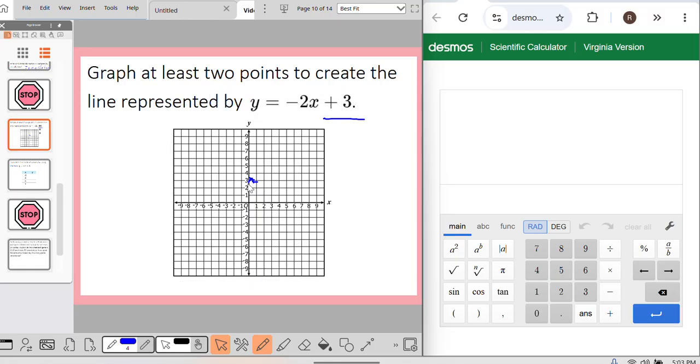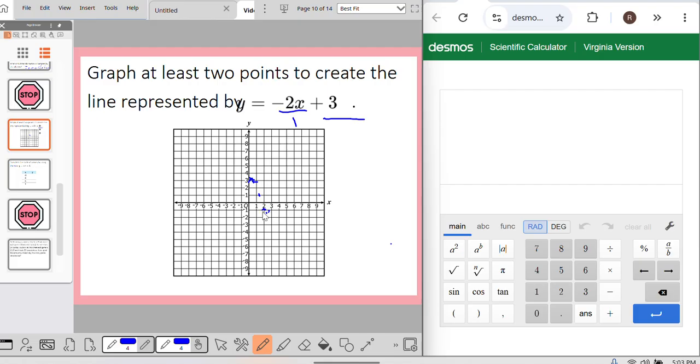Okay? Then my slope is negative 2, so I make it negative 2 over 1. So I'm going to start at my positive 3, and I'm going to count down 2 over 1. And that would be my next point. And I'm going to go down 2 over 1.